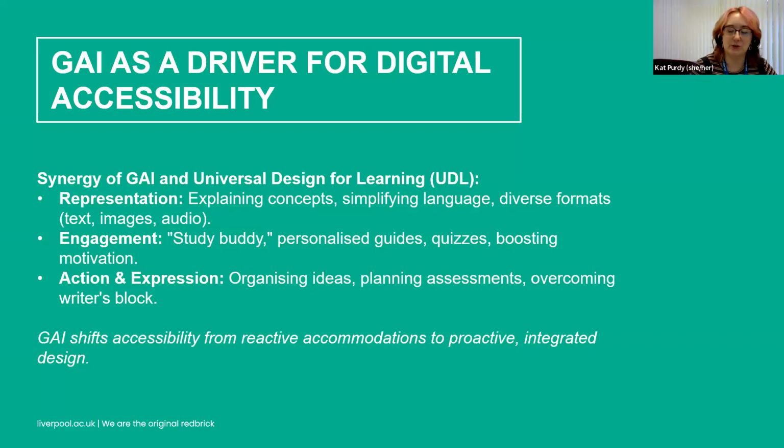Also, how students interact with the material. Generative AI provides multiple means of engagement, and this can be a personalized guide, a quiz generator, like there is in Plato, which we've got at the university, or an encouraging study buddy that keeps students on track. And also how students show what they know. Generative AI also supports multiple means of action and expression. Whether a student's struggling with writer's block or needs help outlining their ideas, Gen AI can assist them in their planning or expressing themselves. And the impact is huge. Gen AI completely flips the script and shifts accessibility from reactive accommodations to proactive integrated design.